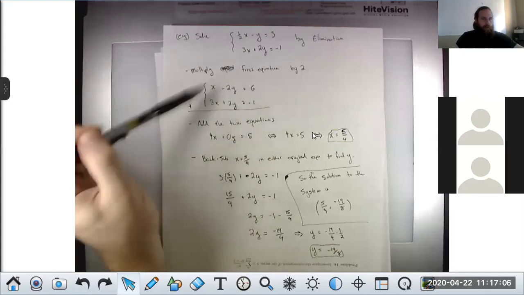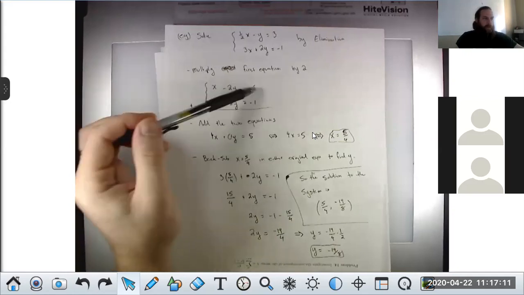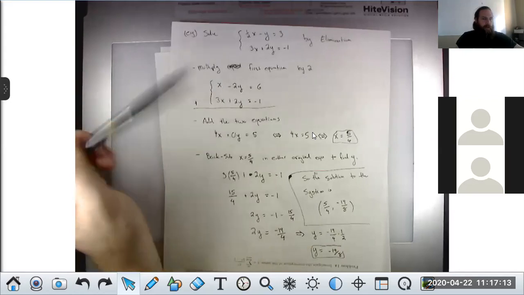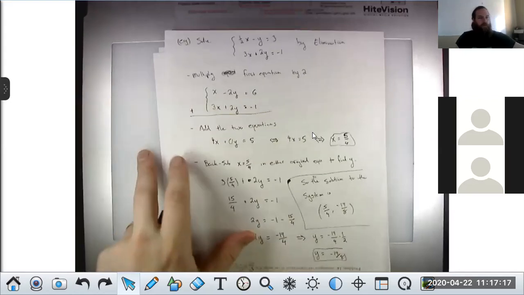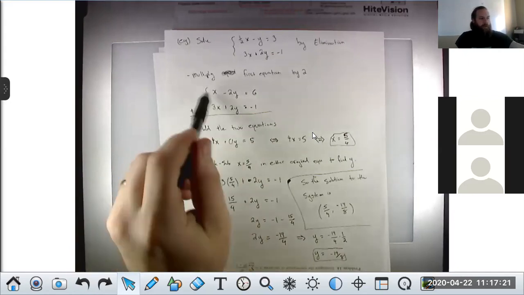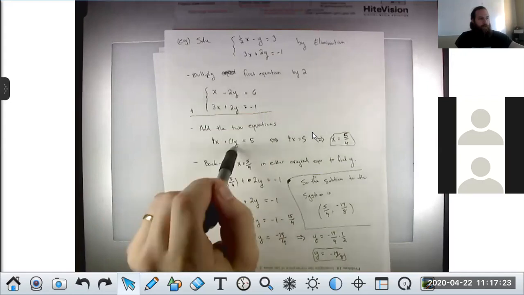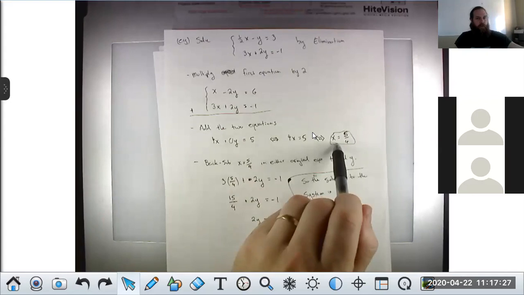So I get this new system, which is equivalent to the original system, because all I did is multiply on both sides of this equation by a constant. We know we're allowed to multiply on both sides of equations by constants. It doesn't change anything. Then I add these two up. I add this equation to this equation, and the y's go away. So that gives me a simple equation that I can solve for x.